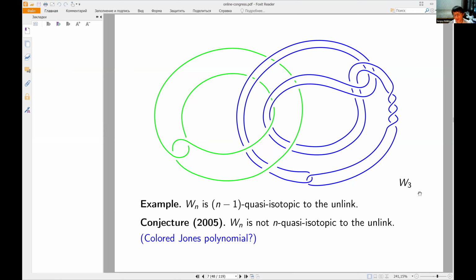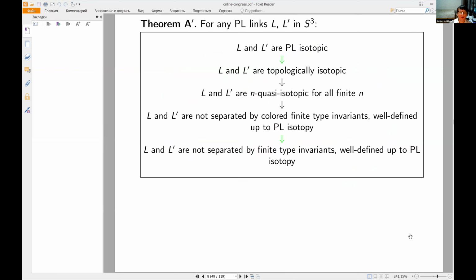Now, somehow I was unable to prove that Wn is not n quasi-asymptotic to the unlink. Thirdly, it is not possible to do this using the Alexander polynomial or the Conway potential function. I suspect that this can be done using colored Jones polynomial, but nobody has done it. So let me go back to the statement.